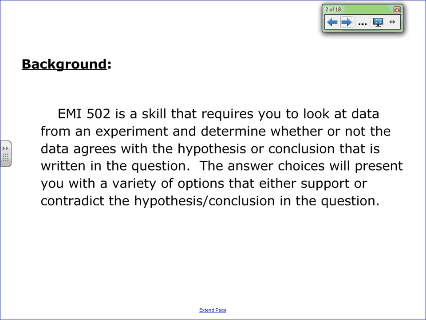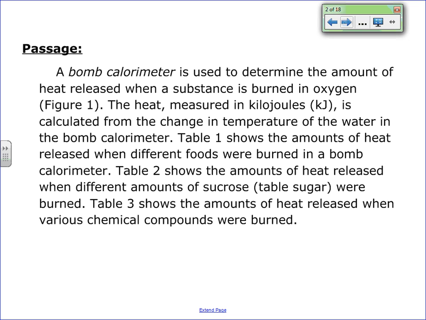EMI502 is a skill that requires you to look at data from an experiment and determine whether or not the data agrees with the hypothesis or conclusion that is written in the question. The answer choices will present you with a variety of options that either support or contradict the hypothesis or conclusion in the question. The thing that makes these questions a little bit different is not only do you have to determine whether it supports it or not, but the why part can almost be trickier than determining whether or not it supports it. All right, so these are actually like two-part questions every time.